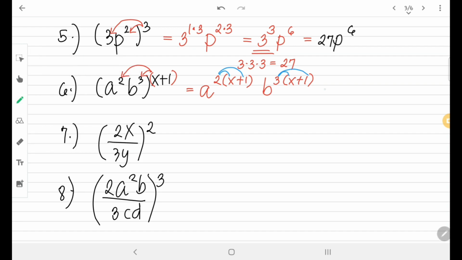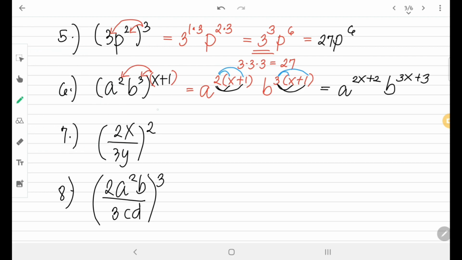So, let's write our final answer. A raised to 2 times x is 2x, and 2 times positive 1 is 2. And then, the same way with B, this time it is 3 times x, that is 3x, and 3 times 1 is 3. So, that is the final answer.